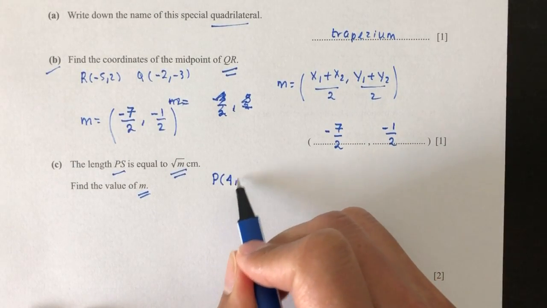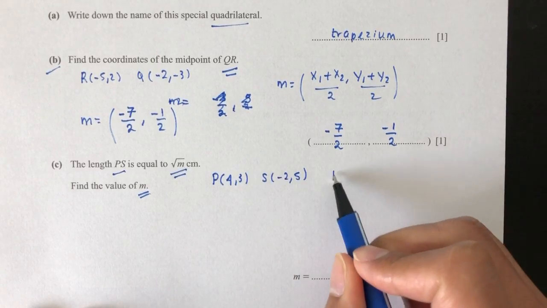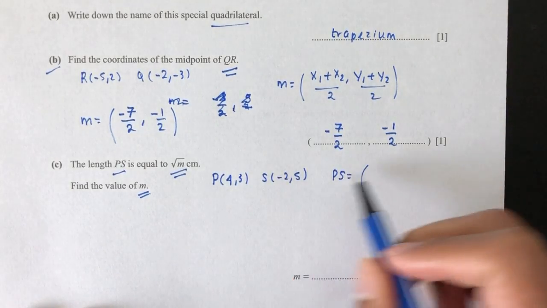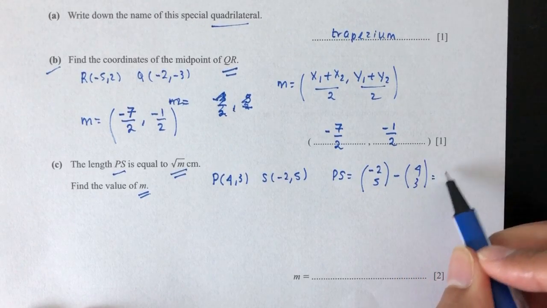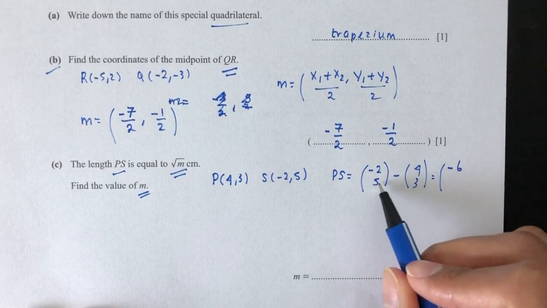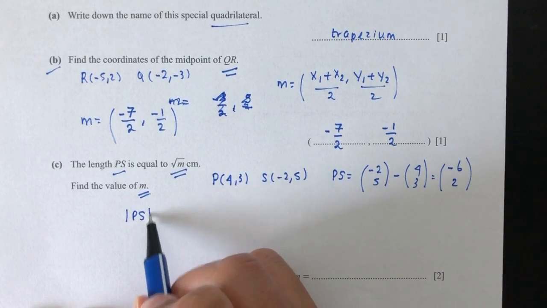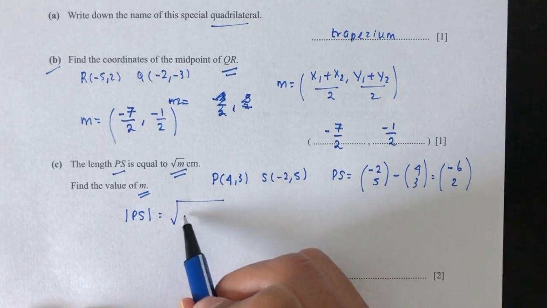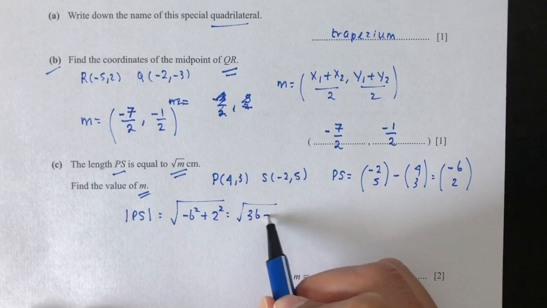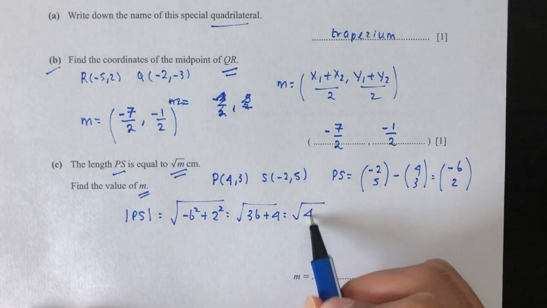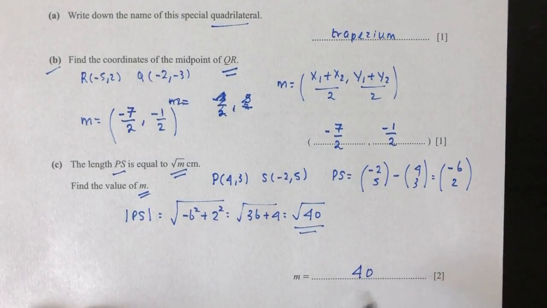So P is (4, 3), and S is (-2, 5). So what is PS? PS is just this one: (-2, 5) minus (4, 3). That should be -6, and that will be 2. So the length of PS, the magnitude of PS, that will be the square root of (-6) squared plus 2 squared. That will be 36 plus 4. That will be 40. So now we have to find the value of M. M is equal to 40.